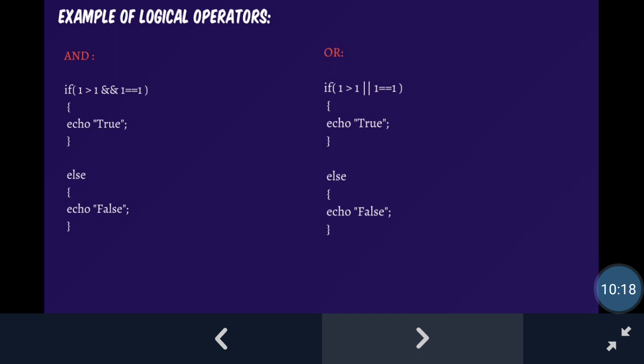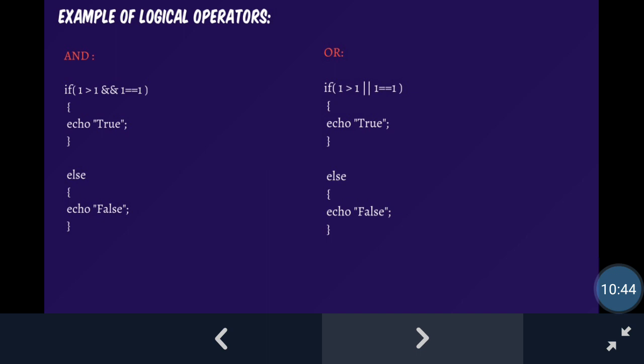For example, we have an if condition now. Which two conditions do we have? 1 is greater than 1 and 1 is equal to 1. In this case, it will return true if both the conditions are true. Now, is 1 greater than 1? No. That means one condition is false. So, the else part will execute, which is false.